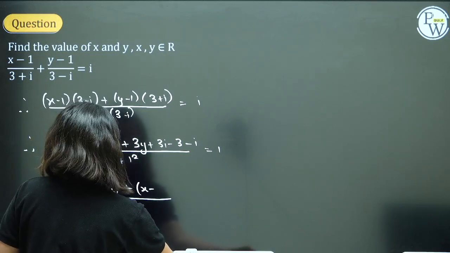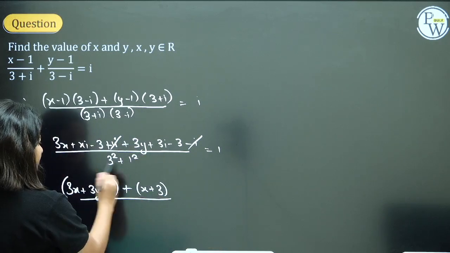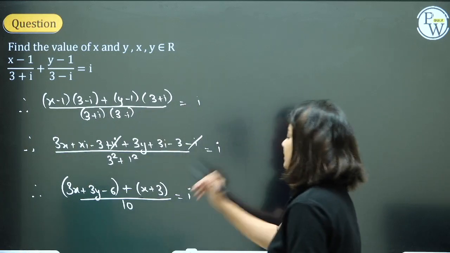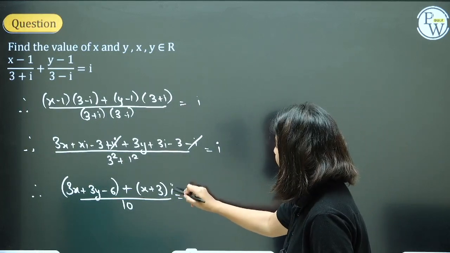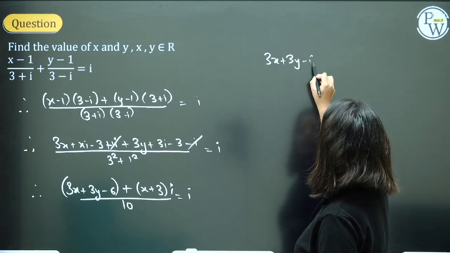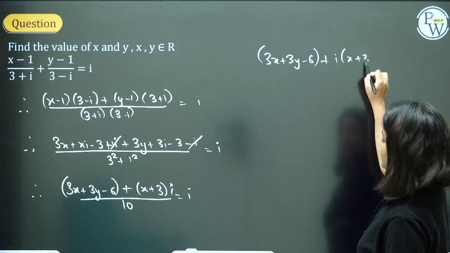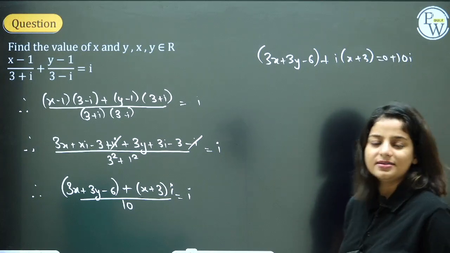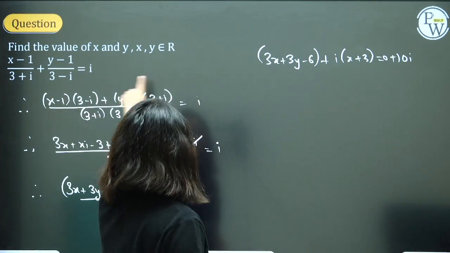Okay, sorry. Lot going back and forth. 10 equal to i. Taking 10 on the other side and simplifying. 3x plus 3y minus 6 plus i times x plus 3 is equal to 10i. If 10i, that means it's purely imaginary. The real part is 0. What is the question? Find the value of x and y.